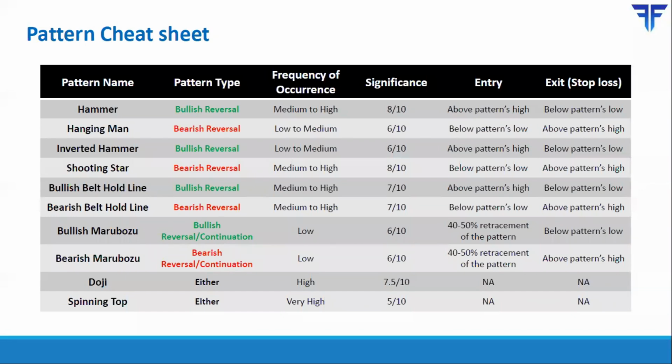Similarly, you have belt hold lines. I would give a rating of 7 out of 10 for each of these patterns. Then you have Marubozu. I would give it a rating of 6 out of 10. Between belt hold lines and Marubozu, I would prefer acting upon belt hold line. The reason is that Marubozu is a relatively very tall candle. So by the time the Marubozu completes, a lot of price action would already have taken place. But if the Marubozu pattern is very convincing, I will definitely consider acting upon it.